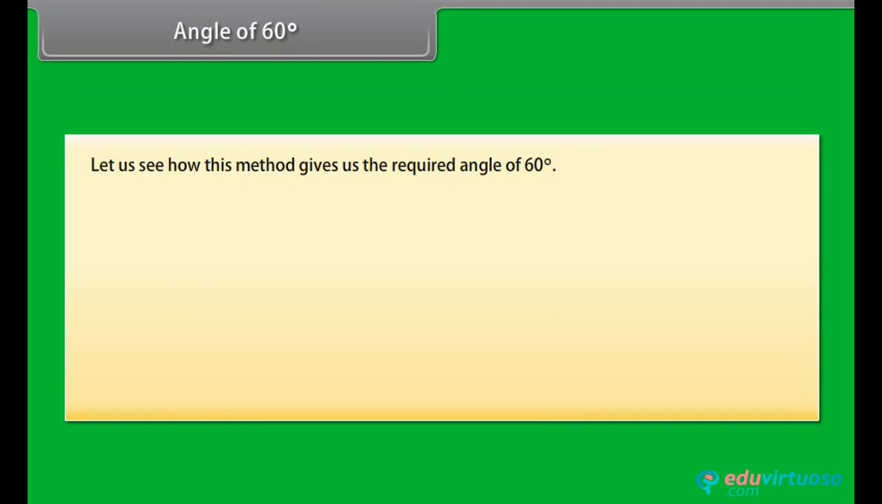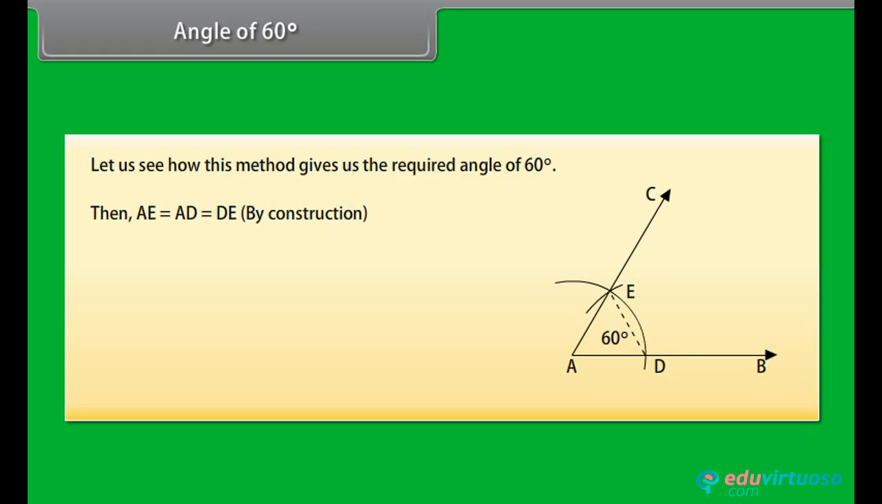Now let us see how this method gives us the required angle of 60 degree. Join DE. Then, by construction, AE is equal to AD, which equals DE.